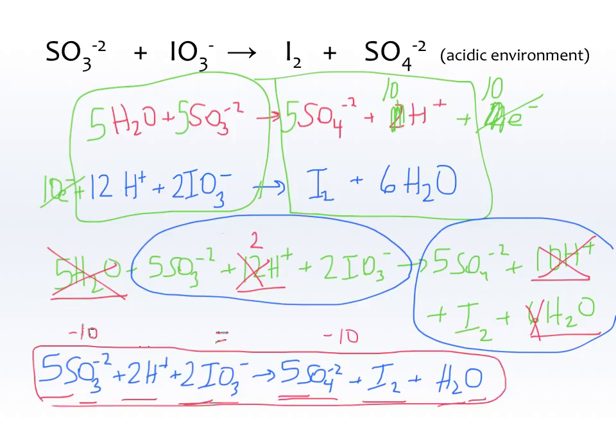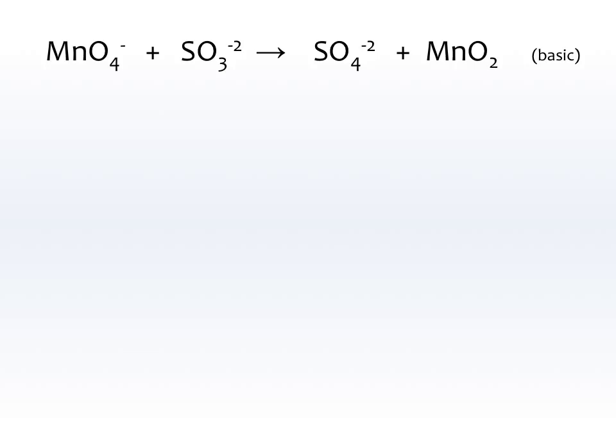Yay! Let's do one in a basic environment. So here's our last example. This one's in a basic environment, so we're doing the exact same thing all the way up to the very last step. And then at the very last step, we're going to add in one more step because there's not enough steps already. So, first thing is determine the oxidation numbers of everything.